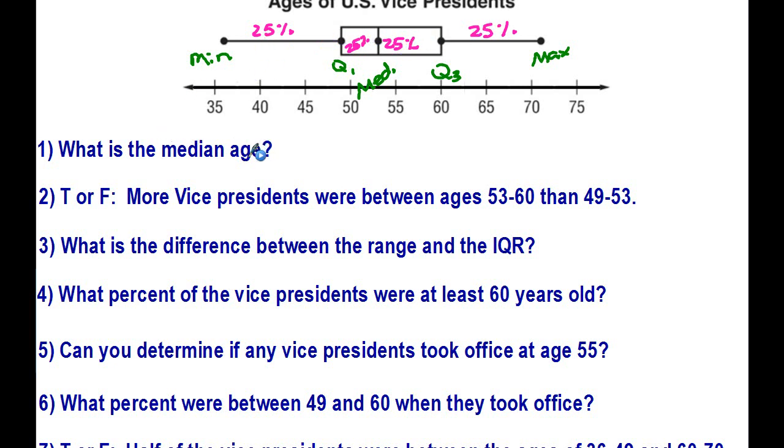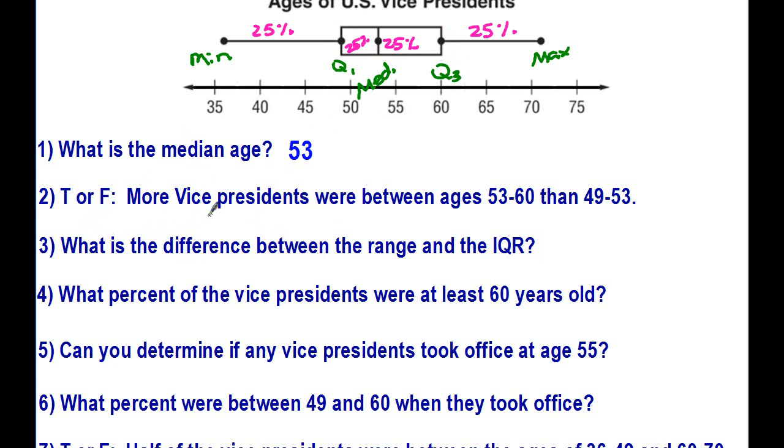Okay, what is the median age? Well, I've already got it identified, don't I? The median age is 53. If you got like 52 or 52.5, I would round it to the nearest year, and it looks a little bit more than 52, so I would stick with 53.